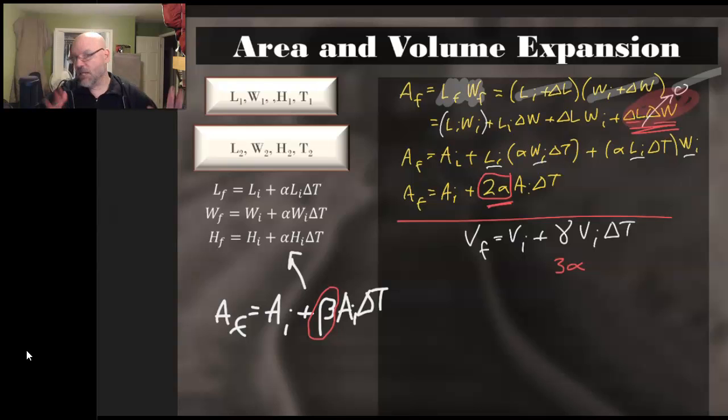And if we were to suddenly jump into a strange episode of Star Trek or some science fiction thing and be in 4 dimensions, then the expansion coefficient would be 4 alpha. Assuming that in the 4th dimension, everything works the same way. Anyway, you see what I'm saying there.